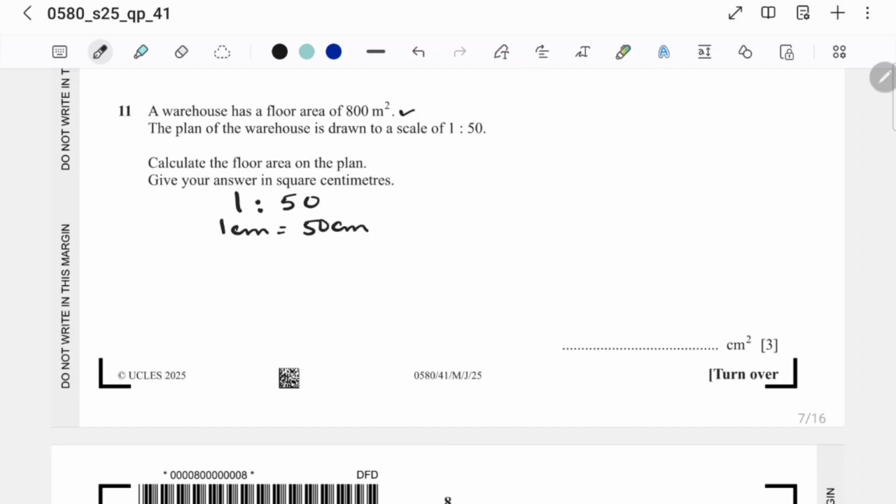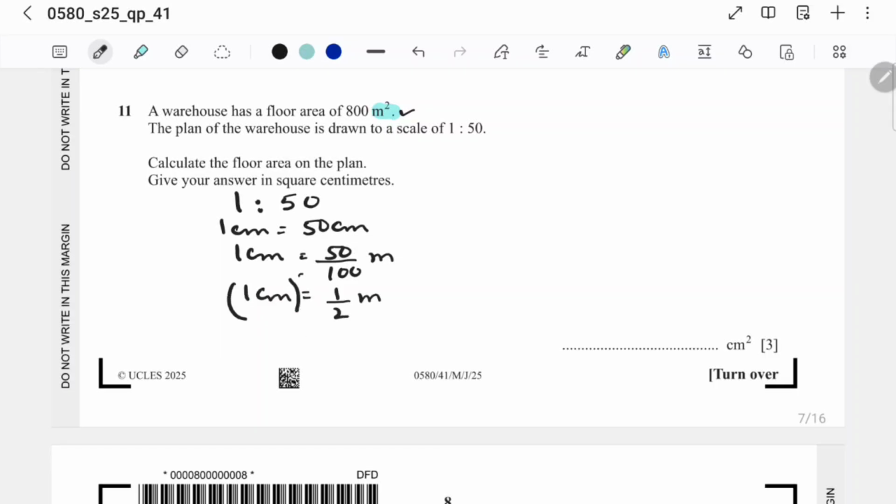So the answer is asked in square meters, and the number for the area is given in square meters. So we need to change the centimeter into meter and then meter square. So 1 centimeter is equal to 50 upon 100 meters, and then you know that 50 upon 100 is equal to 1 upon 2 meters.